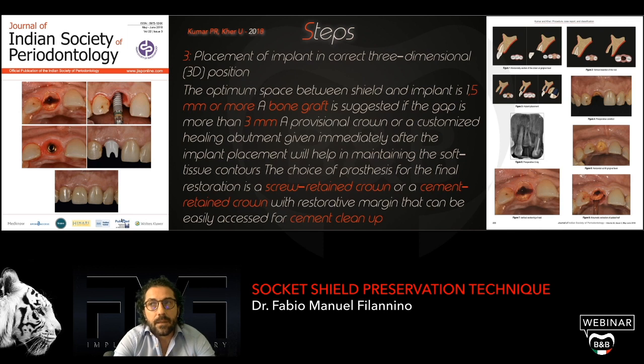Finally, we can finalize the prosthesis, screw retained or cement retained. It's not a big difference. The only difference is the management of the excess of cement. So this is a very important aspect, and we have to be very careful about where we are going with the marginal crown inside of the gingival margin. It is suggested to be a maximum of 0.5 to 1 millimeter.